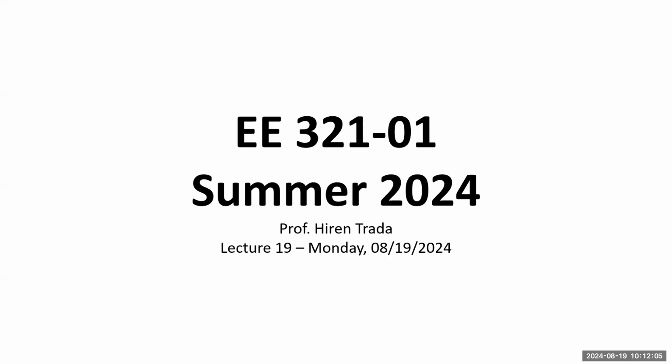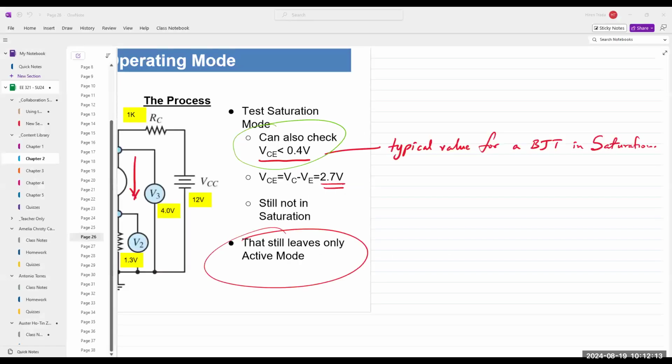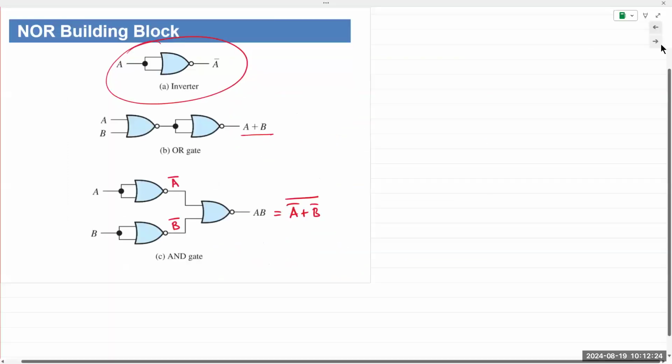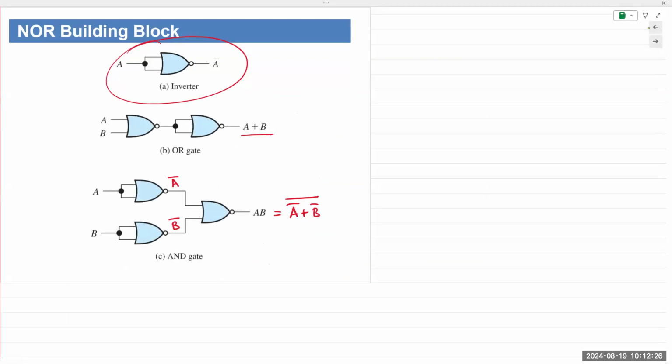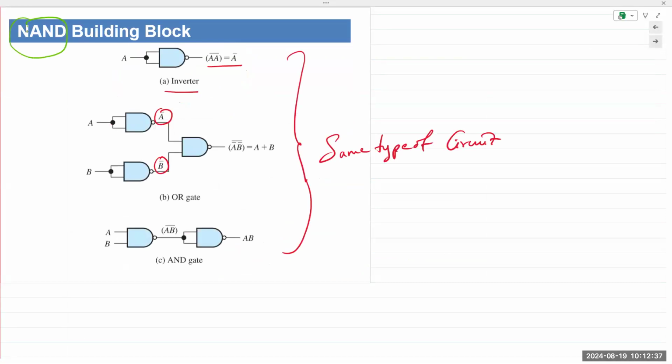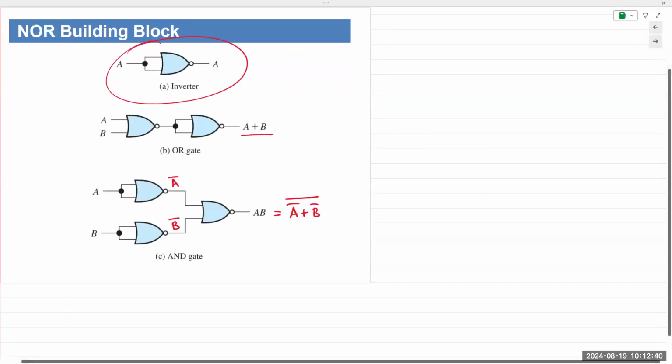All right, so let us continue with logic gates. All right, chapter 4. We stopped here, NOR building block. Okay, so we looked at the 3 fundamental gates, which is the NOT, the AND, and the OR. And then if we combine the NOT and the AND gate, we get the NAND gate. If we combine the NOT and the OR gate, we get the NOR gate.